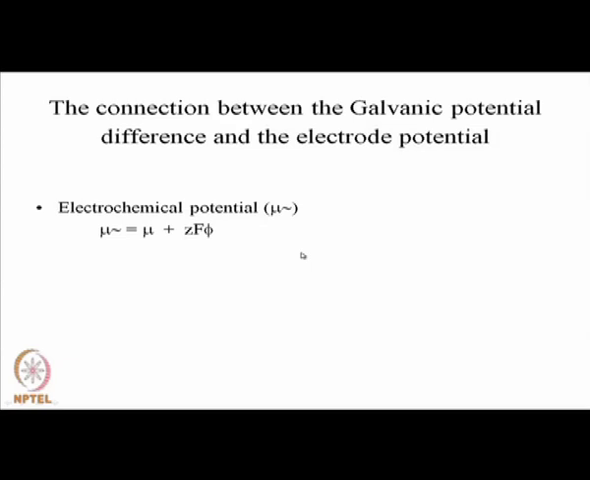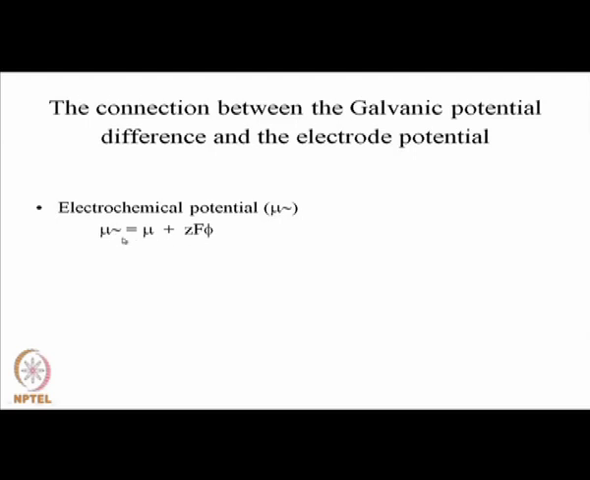The connection between galvanic potential difference and the electrode potential. Now, electrochemical potential is the combination of chemical potential and electrical potential. So, this is your chemical potential and this is your electrical potential, that is as a result of this phi, and this is the amount of charge. I mean this is the charge on the metal. Maybe if it is silver, then it is 1, if it is other, say copper, it is 2, and so on, and the corresponding potential is phi.